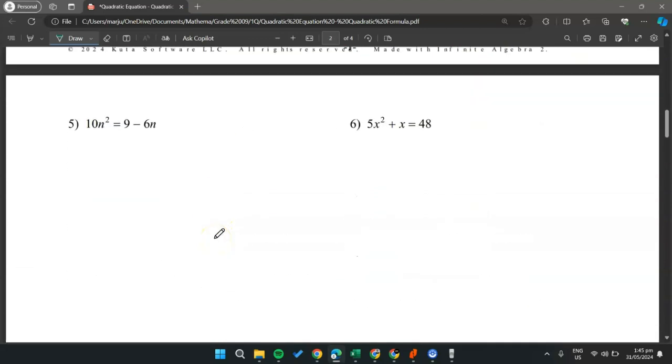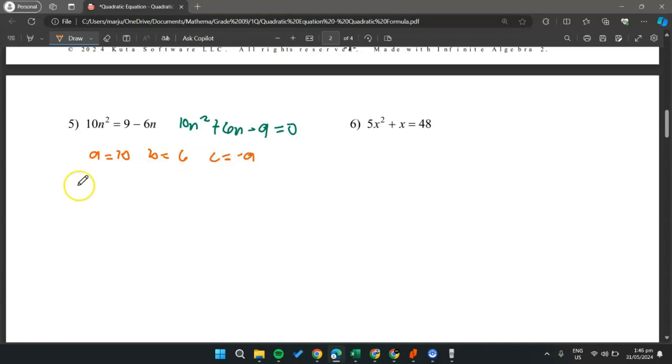Right, let's have number 5. So for number 5 again, what we're going to do is convert this one into standard form. So this will give you 10n squared plus 6n minus 9 equals 0. And identify your a, b, and c. So your a is 10, your b is 6, c is negative 9.